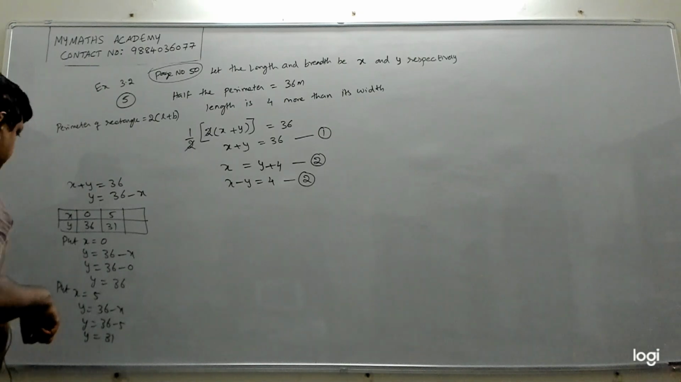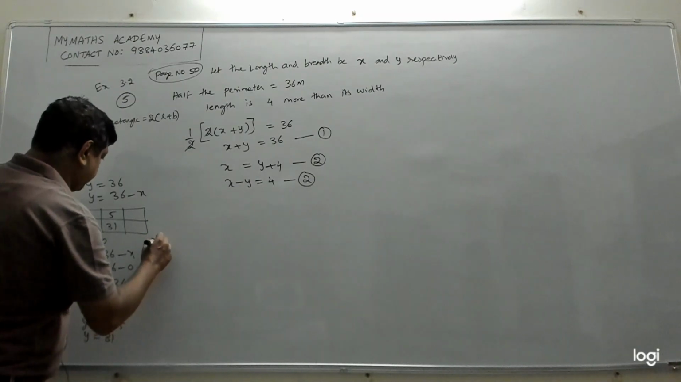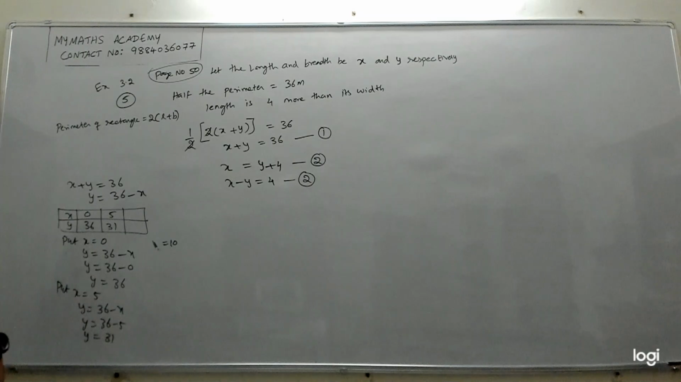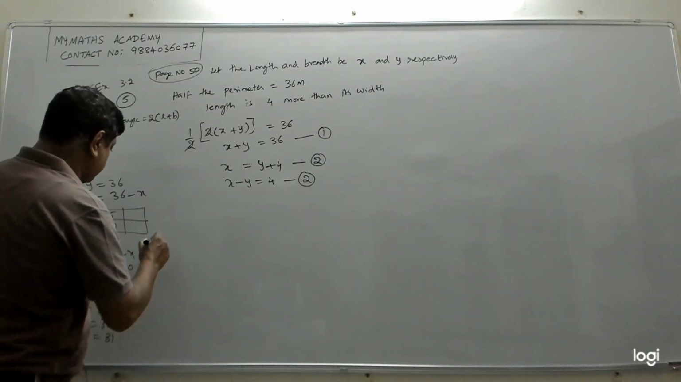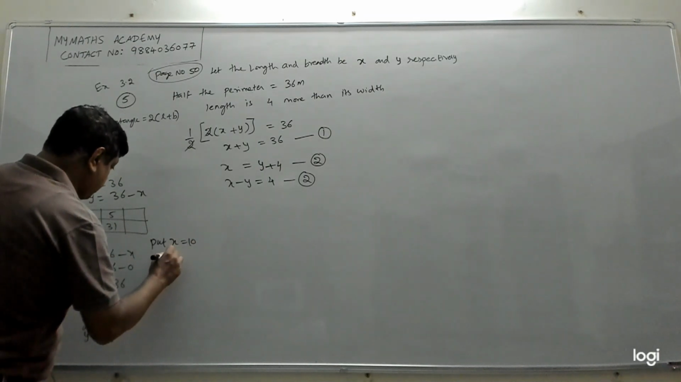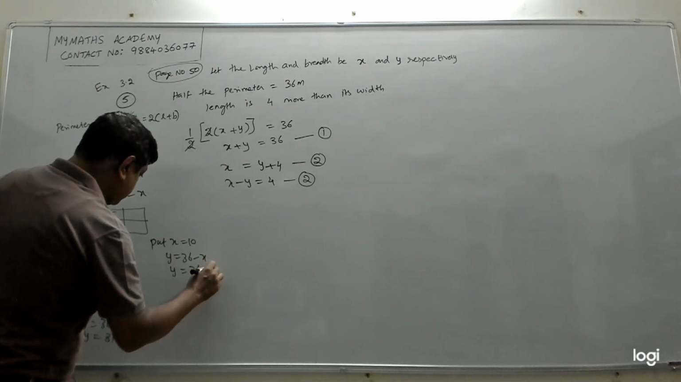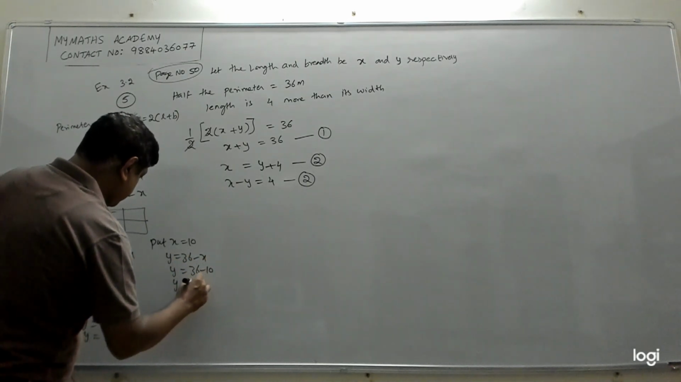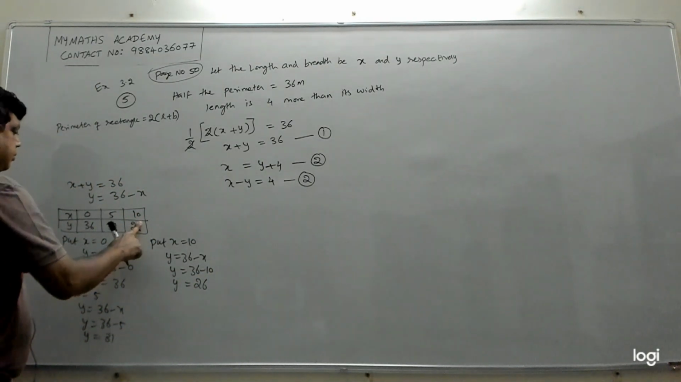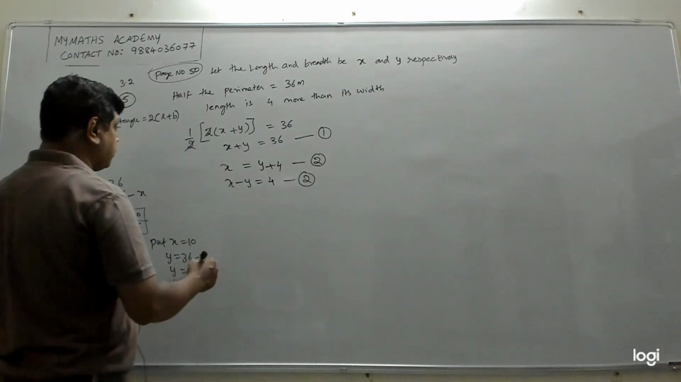Now the next one, probably we'll put x is equal to 10. Third value, put x is equal to 10. So if I put x is equal to 10, my y is 36 minus x. So my y becomes 36 minus 10, so my y becomes 26. So when my x is 10, my y is 26. Fine.